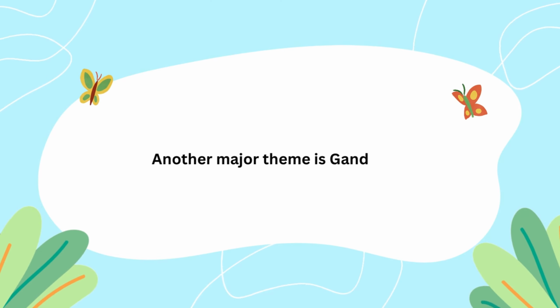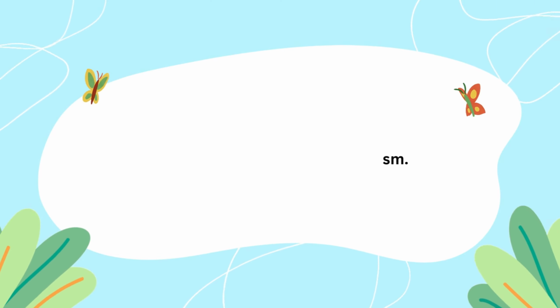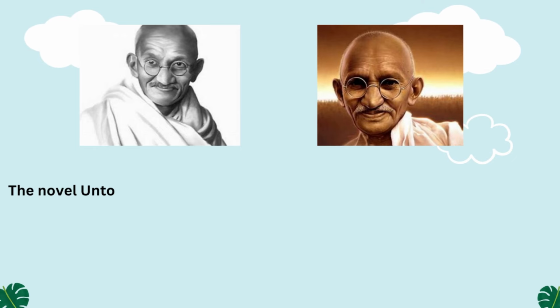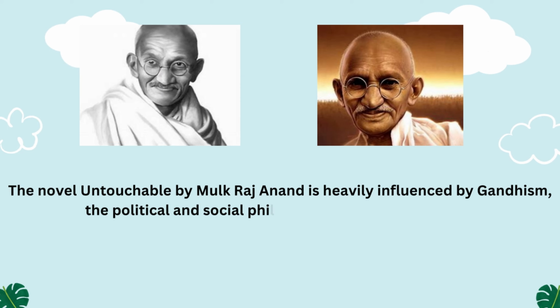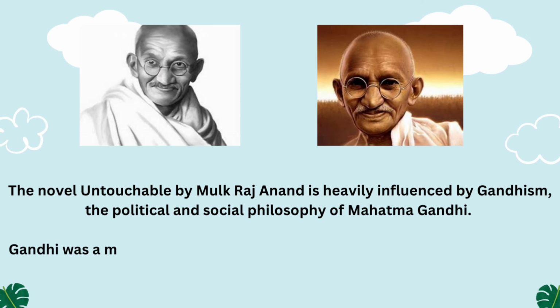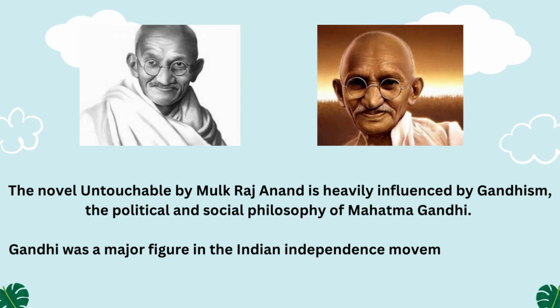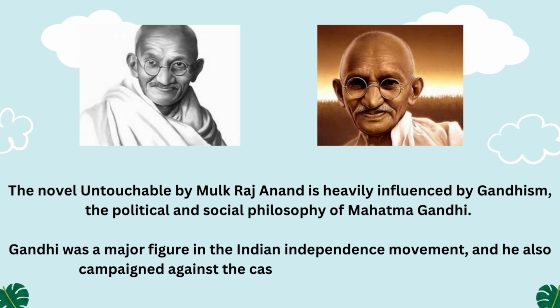status. Another major theme is Gandhism. The novel Untouchable by Mulk Raj Anand is heavily influenced by Gandhism, the political and social philosophy of Mahatma Gandhi. Gandhi was a major figure in the Indian independence movement, and he also campaigned against the caste system and untouchability.